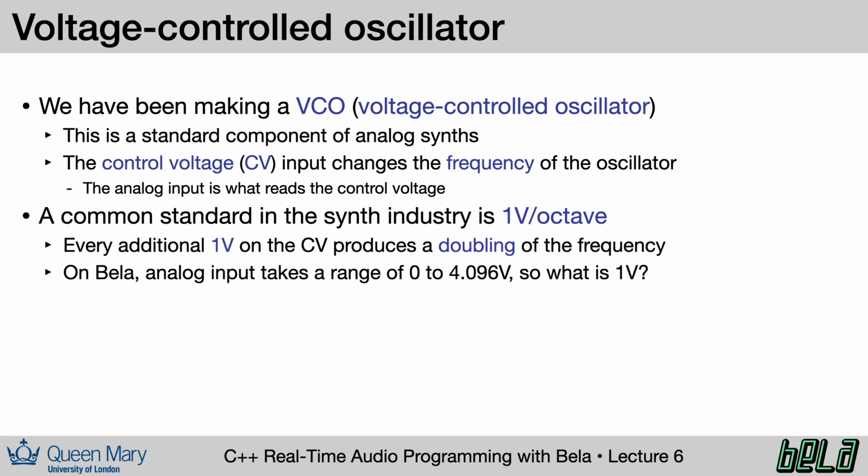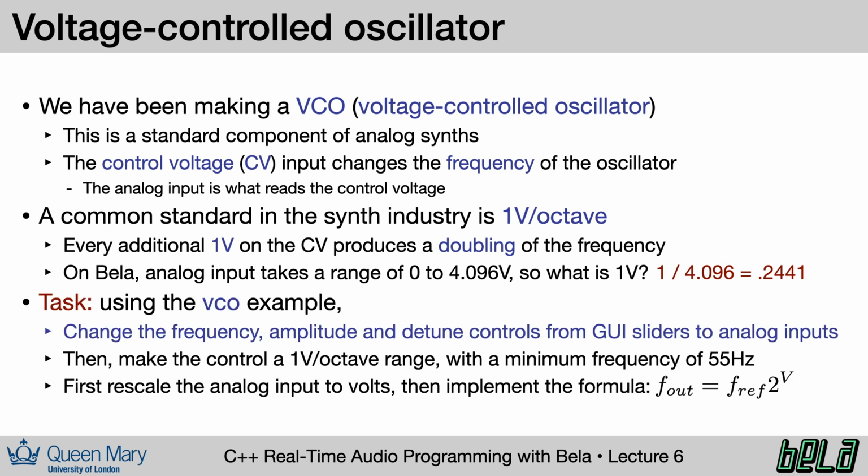On Bela, we have an analog input that takes a range of 0 to 4.096 volts, and remember that this corresponds to a float between a value of 0 and 1 inside of our render function. Therefore, what would we read in render with 1 volt at the Bela analog input? Well, this would be 1 divided by 4.096, which is equal to about 0.2441.